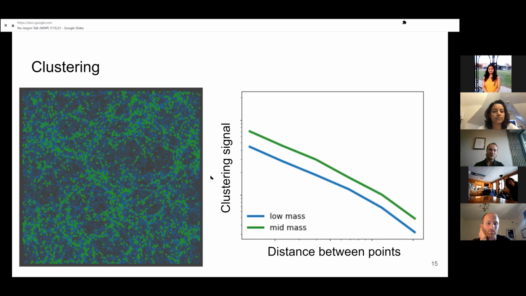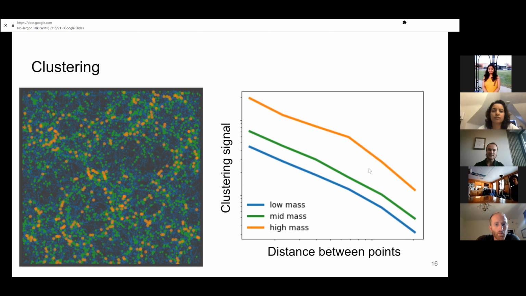So next, here's a population of medium mass halos. They're much less likely to be sitting around in these underdense regions where there's nothing else around. They're much more likely to live in the clusters where other more massive halos are clustered. You're starting to see this trend where the higher the mass, the more clustered that data is, and that's a trend that's going to continue. Here's the highest mass halos in orange. They only live in the densest environments, which means they have the highest clustering signal.